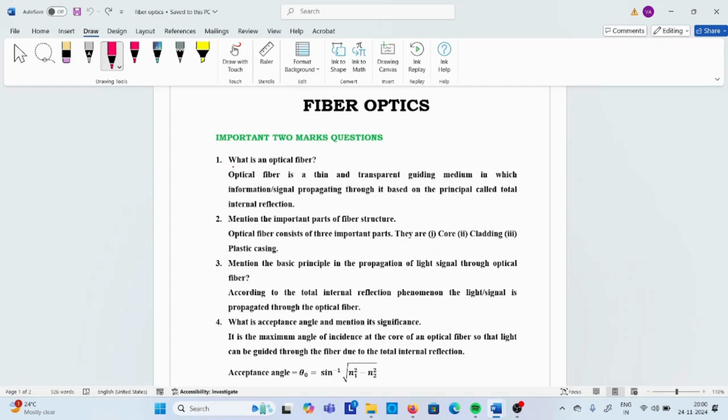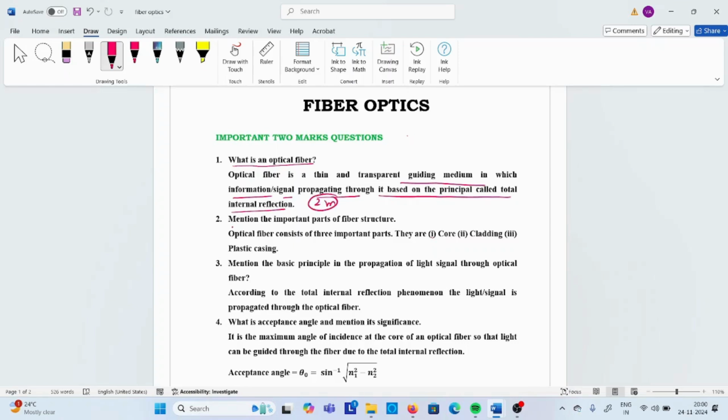The very first question is, what is an optical fiber? Optical fiber is a guiding medium which is used to send information or signals, propagating through the optical fiber based on the concept of total internal reflection. If you write these 2 lines, you will get a compulsory 2 marks.